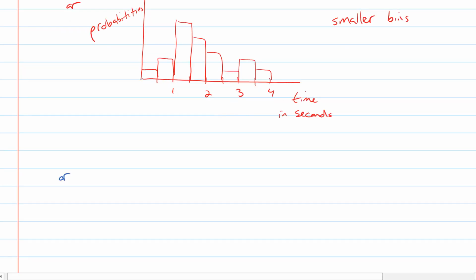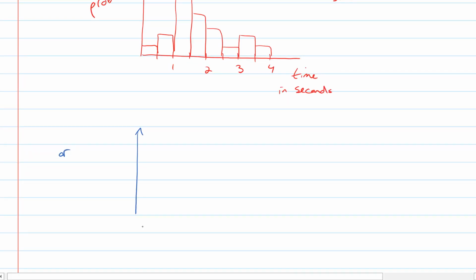Or you can probably see where I'm going here. You could do the thing where from 0 to 1 you've got a whole bunch of tiny little bins, etc., etc. So you've got tiny little bins. I'm not even going to bother to draw this out, but you get the idea. Apparently I can't spell tiny.